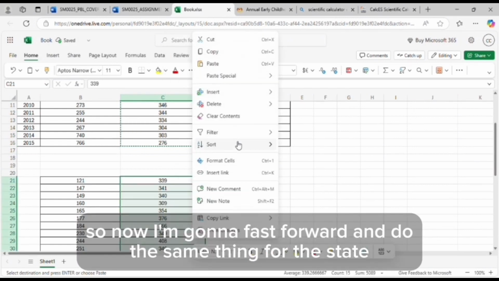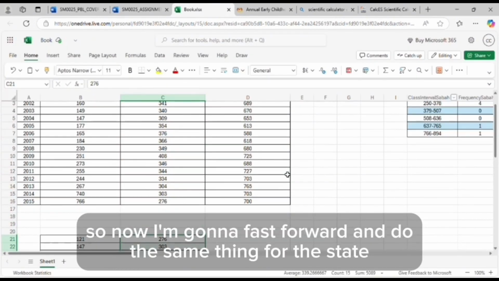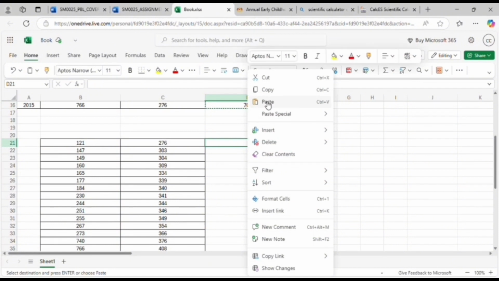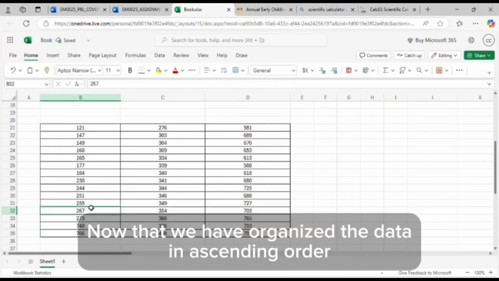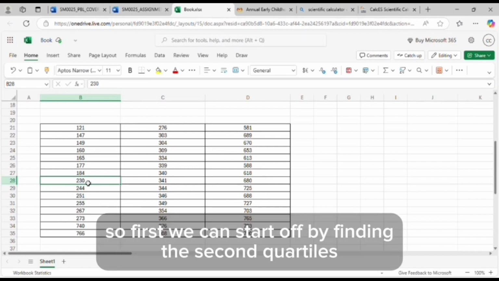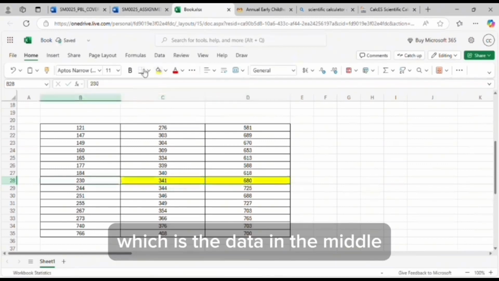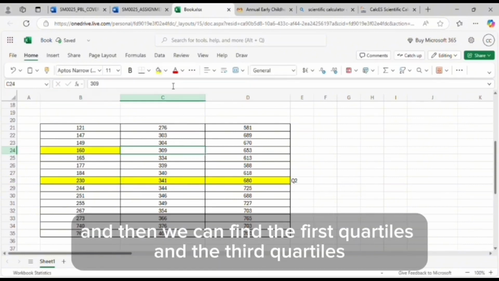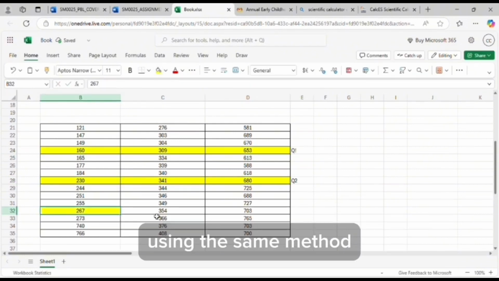So now I'm going to fast forward and do the same thing for the states Sarawak and Selangor. Now that we have organized the data in ascending order, it's easy to find the quartiles. First we can start off by finding the second quartile, which is the data in the middle. Then we can find the first quartile and the third quartile using the same method.